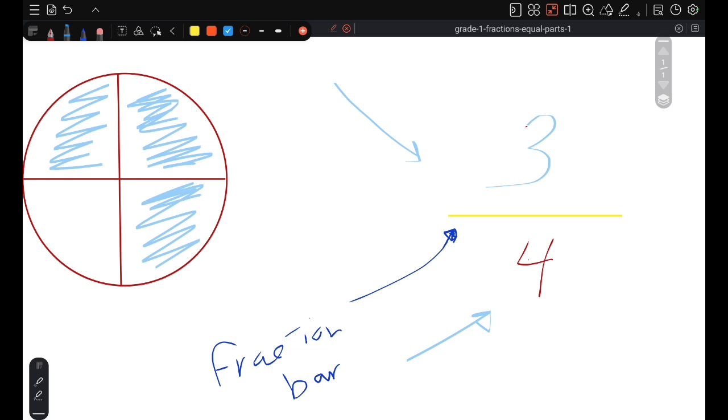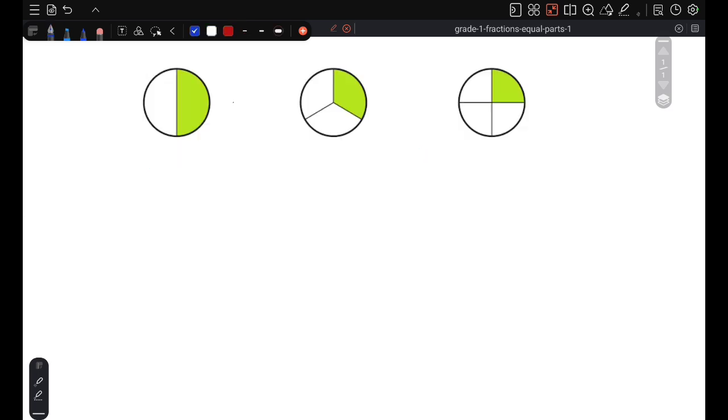So how can we read a fraction? If I get back to this screen and I want to represent these shapes as fractions, first I have to make sure that they are equal.